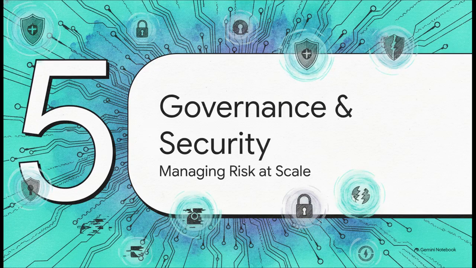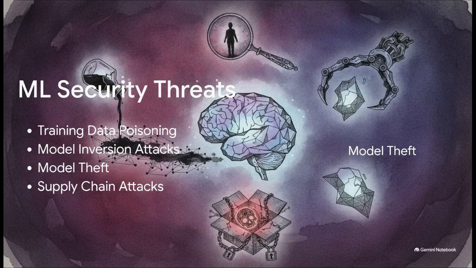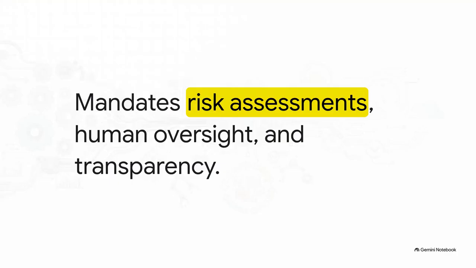Looking ahead to our next topic, we have Section 5, Governance and Security, Managing Risk at Scale. In our future explainers, we'll see how adversaries aren't just hacking databases anymore, they're actively targeting ML systems. We'll be exploring threats like training data poisoning, which is designed to manipulate behavior, or model inversion attacks that can expose sensitive PII. We'll also look at supply chain attacks via public repositories, proving why data provenance is now an absolutely mandatory security requirement. And it's not just hackers you have to worry about.